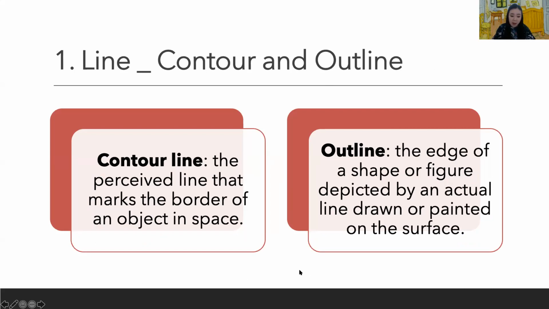And there are two types of line in art. The first one is contour line, which is the perceived line that marks the borders of an object in space. And the second one is outline, which is the edge of a shape or figure depicted by an actual line drawn or painted on the surface. So let me show you how they are different in visual images.